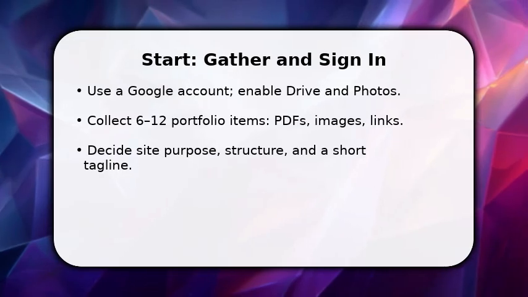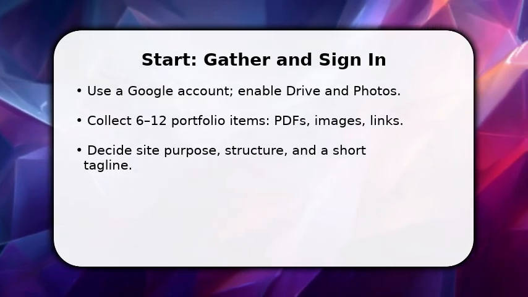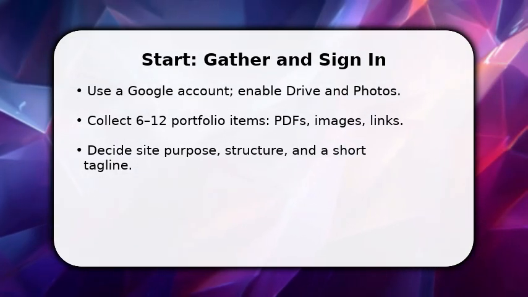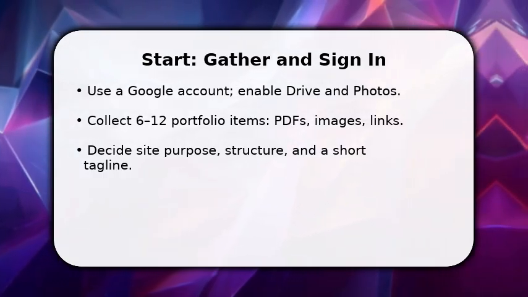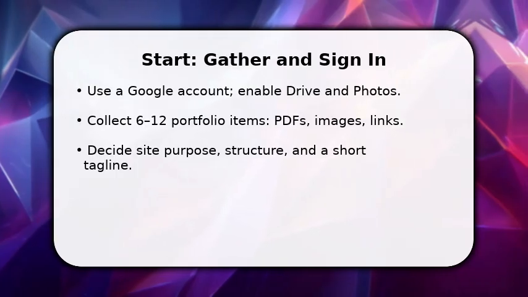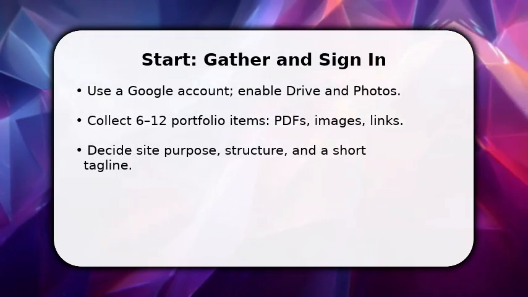Enjoy the video. You'll begin by signing into sites.google.com and choosing a new blank site. This gets you into the editor immediately. Once signed in, upload your 612 portfolio files to Drive and label them clearly so you can add them quickly.